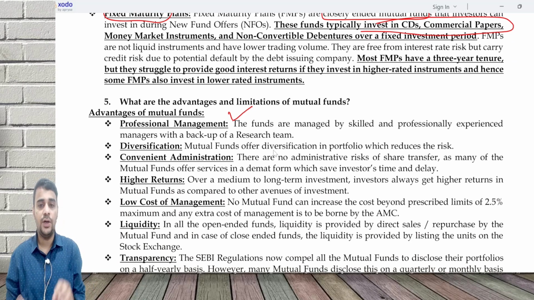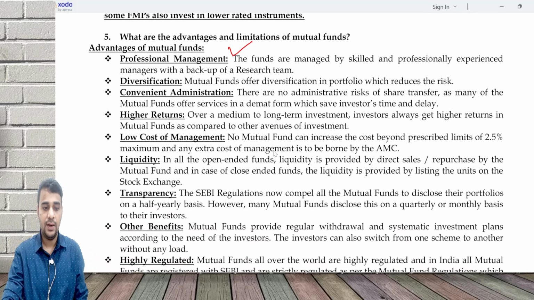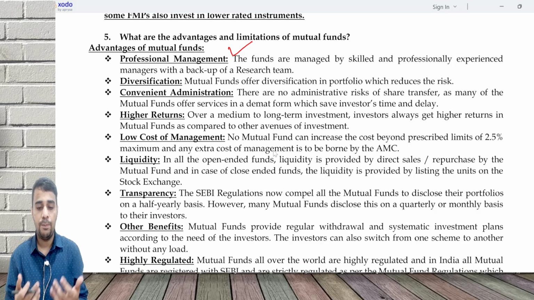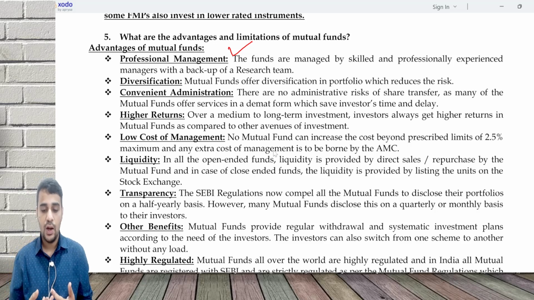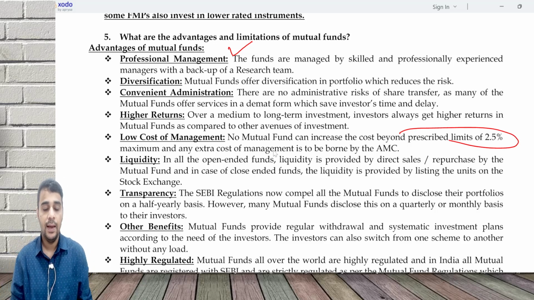Diversification. If I tell you that you have to invest 5,000, you cannot invest in 10 shares, but with 5,000 you can invest in a mutual fund, which would have diversified its investments across multiple places. Convenient administration: you need not keep monitoring this at multiple times. Higher returns over the longer run: we have seen mutual funds generating more returns. Low cost of management. What is low cost of management? The expense ratio has a cap. There are a lot of caps. No mutual fund increases the cost beyond the prescribed limit of 2.5% maximum.